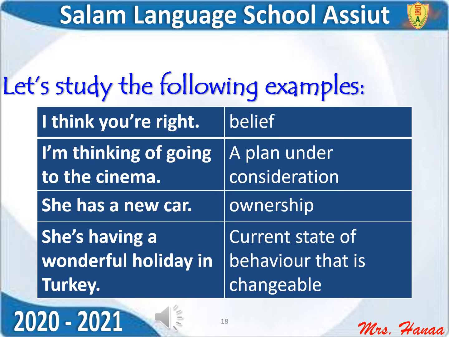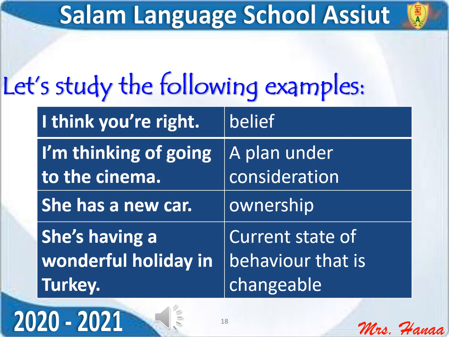Let's study some examples. I think you're right. Think expresses your opinion or a belief, so it should be simple tense, or a stative verb. The same verb but in a different tense: I'm thinking of going to the cinema. It expresses a plan under consideration. You are considering a plan, so it should be in the continuous form. Here, it's a dynamic verb.